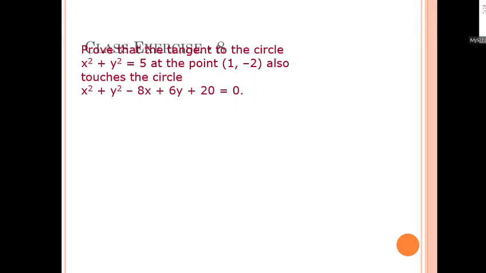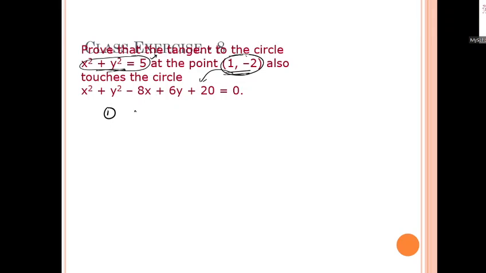Prove that the tangent to the circle x square plus y square is equal to 5 at point 1 comma minus 2 also touches the circle. कुछ आइडिया आ रहा है बेटा कैसे करना है? फर्स्ट सर्किल का 1 कॉमा माइनस 2 पे टेंजेंट प्रूव करना है कि इसको भी टच करेगा. सो फर्स्ट हम क्या करेंगे? फर्स्ट स्टेप, लेट अस फाइंड द टेंजेंट एट 1 माइनस 2 टू द सर्कल. वो तो बहुत इजी है ना. सो व्हाट इज द इक्वेशन ऑफ टेंजेंट?